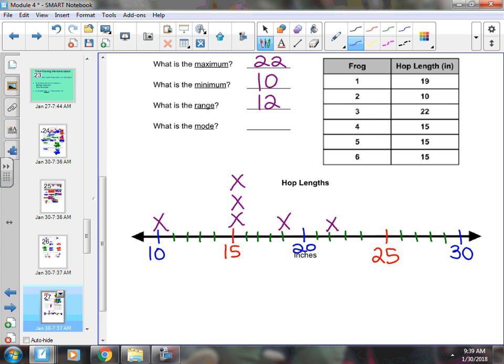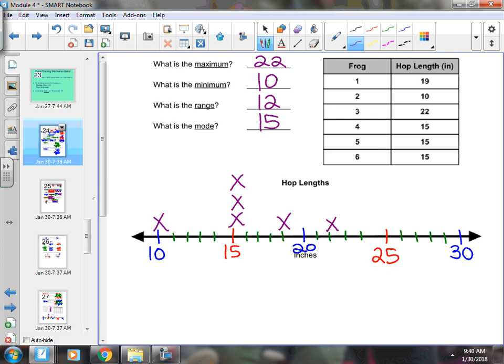So the difference between the frog that jumped the farthest and the frog that jumped the shortest distance would be a whole foot, 12 inches, right? That's a big difference. Mode, most, mode, most. The mode is the number that occurs the most often, or the most frequent number, or the most popular number. It's pretty obvious in this set of data that 15 is our mode.